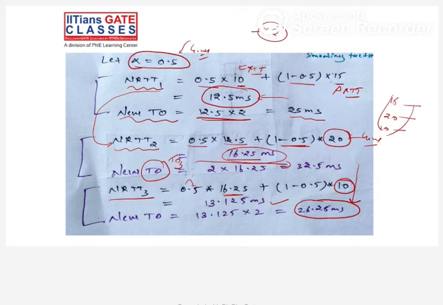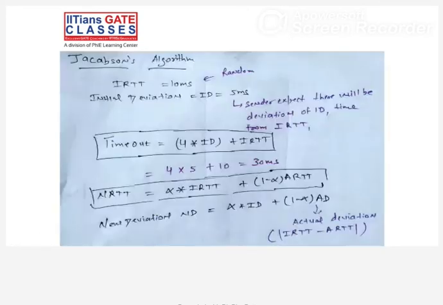Now you have to calculate the new timeout, or the new round trip time, for the next segment. So let's say TO2. This one you have to calculate. Which type of algorithm are you using? For the new round trip time, you first calculate alpha into the initial round trip time, plus 1 minus alpha into the actual round trip time.